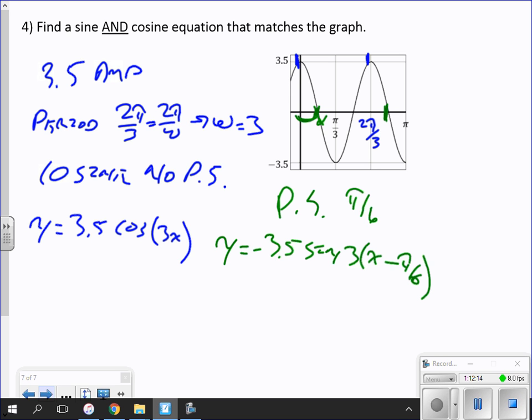If you wanted to go the other way, you could make it a plus. Only it wouldn't be pi over 6. It's a little harder when you don't see it, but if you had the whole graph, you could do it that way. Distribute to clean it up. Y equals negative 3.5 sine of 3x minus pi over 2.